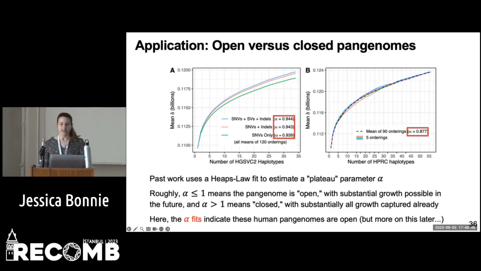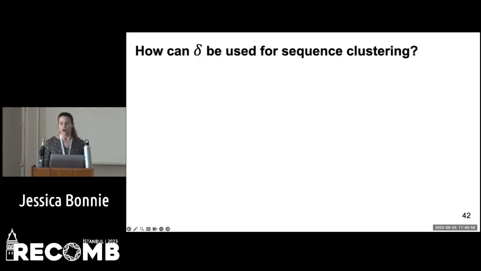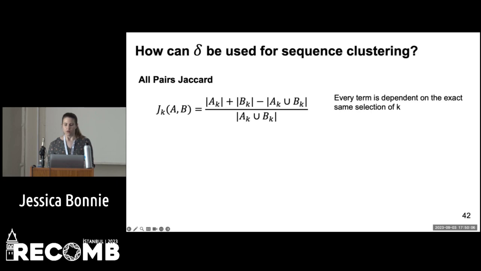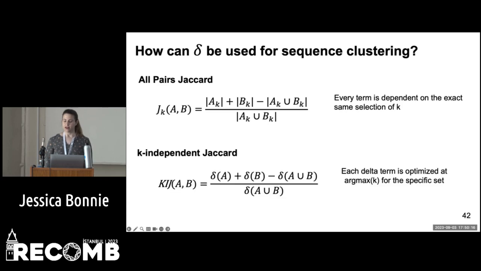So I promised you that DandD could be used for alignment-free methods, so here we are. On the top, you can see the traditional all pairs Jaccard approach, where, as the equation shows, the same selection of K is locked in for both steps A and B, which may not be optimal. We propose using something we're calling the K-independent Jaccard, which uses deltas in place of these K-specific values.